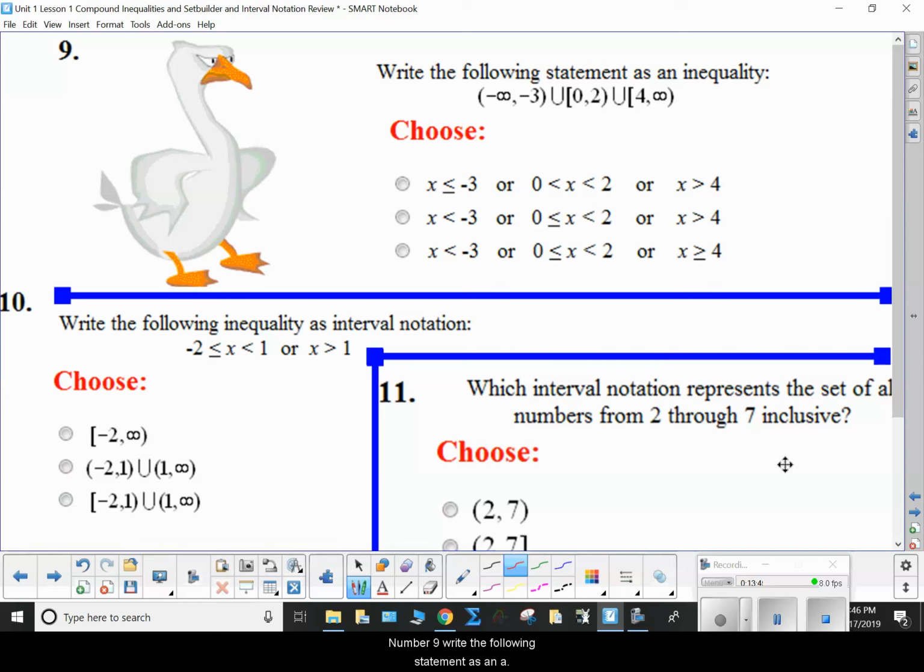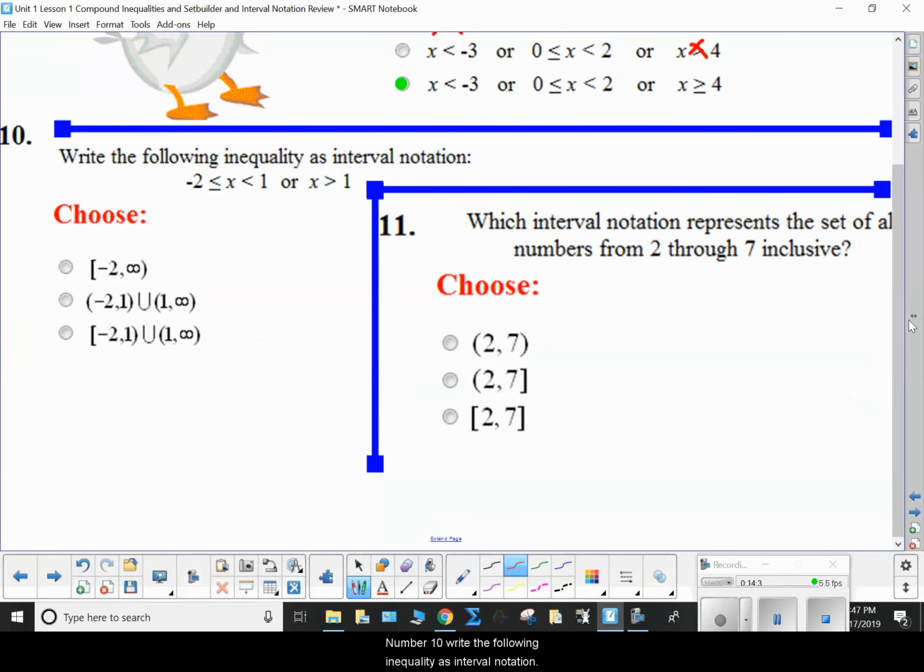Now, number 9, write the following statement as an inequality. -infinity up to -3, or 0 up to 2, or 4 to infinity. And in this case, we can equal 0 and we can equal 4. So, x is less than or equal to, no, we've got an open bracket. And then the 0 has an equals, that's good there. The 2 has just less than, that's good there. 4 needs the equals. So therefore, we are looking at our third one.